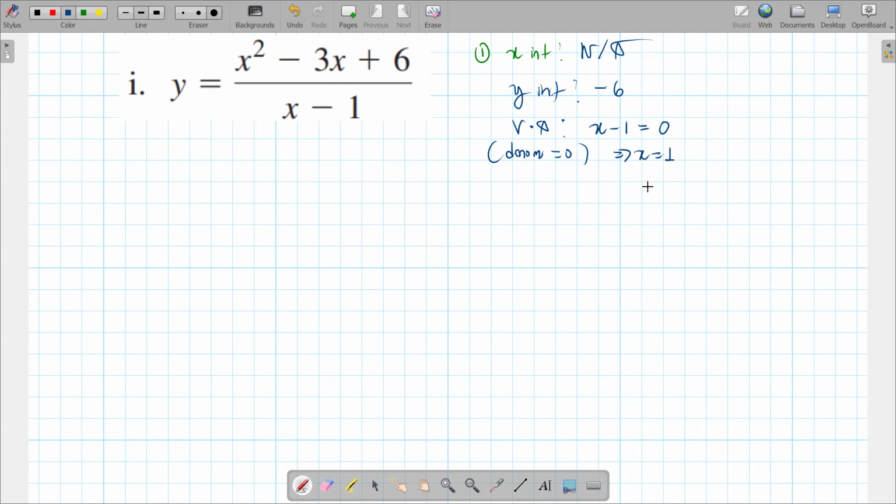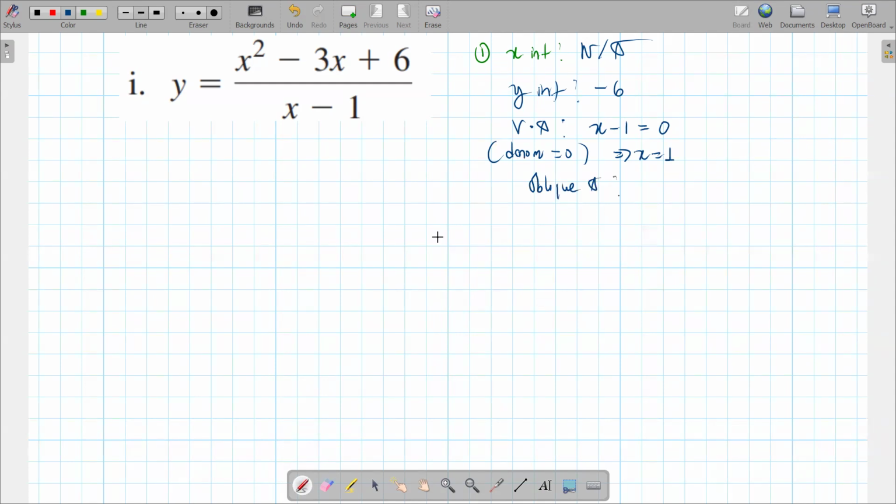Horizontal asymptote does not exist for this function. Why? It has something to do with the degrees. There is no horizontal asymptote here. The degree of the numerator is bigger. Yeah. So when that happens, we get an oblique asymptote.